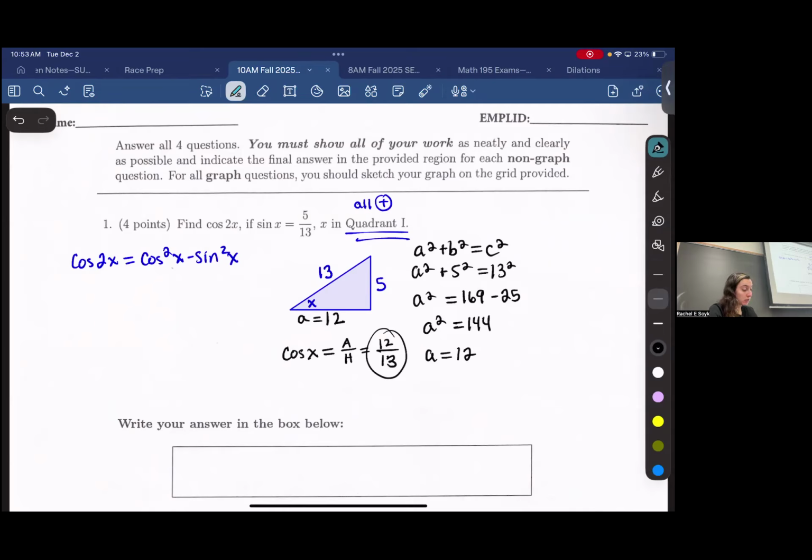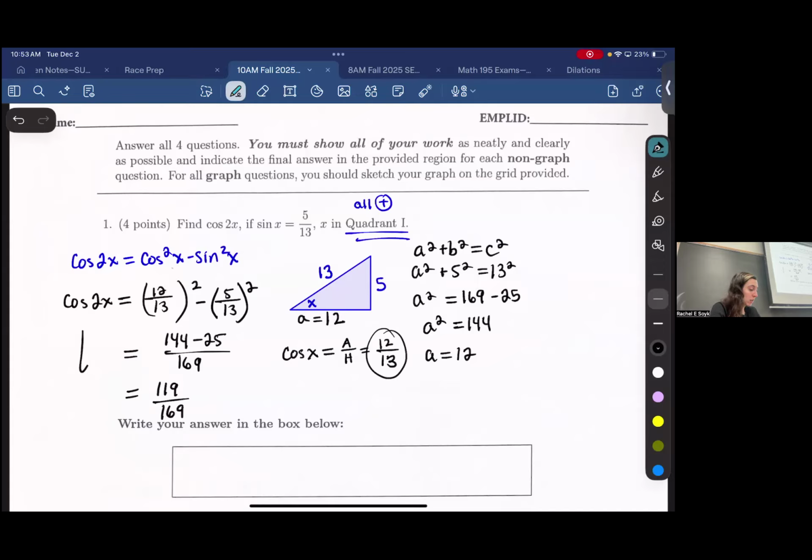And now you just want to sub in. So your cosine of 2x is equal to 12 over 13 squared minus 5 over 13 squared. You know that the denominators are both going to be 169. 12 squared is 144. 5 squared is 25. 144 minus 25 is 119. So we get cosine of 2x is equal to 119 over 169. That's it.